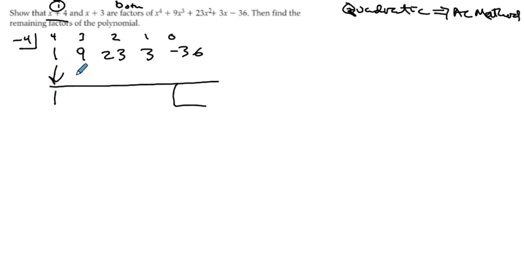So -4 times 1 is -4. We add this and get 5. Now we're going to multiply again. -4 times 5 gives me -20, and we add again. This gives me 3. Again, -4 times 3 is -12. If I'm going a little fast with the multiplying, well, you're not watching a video to see how to multiply. So -12 and +3 are -9, and then -4 times -9 gives me 36.